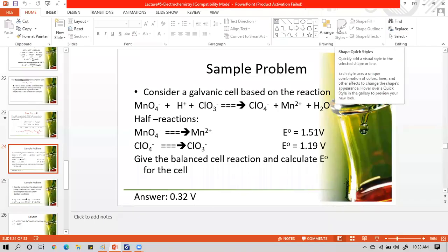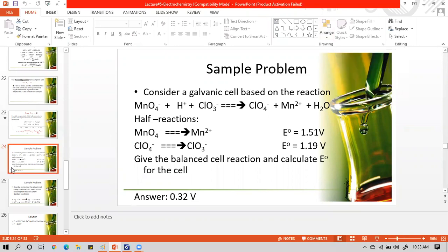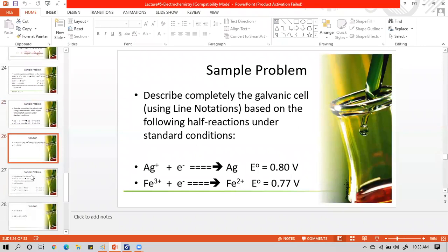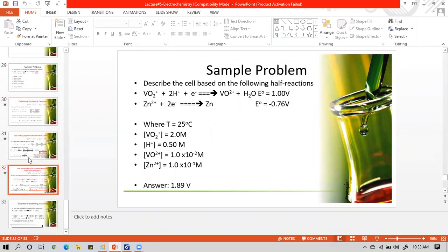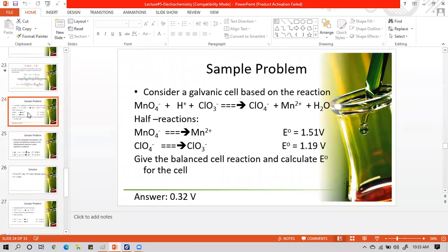Hello class, this is the continuation of our topic for electrochemistry, which mainly involves problem solving. We will solve sample problems, 1, 2, 3, 4, and 5, which involve the Nernst equation. Okay, now let's start with this first sample problem.